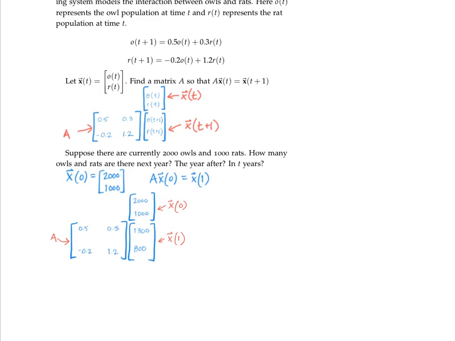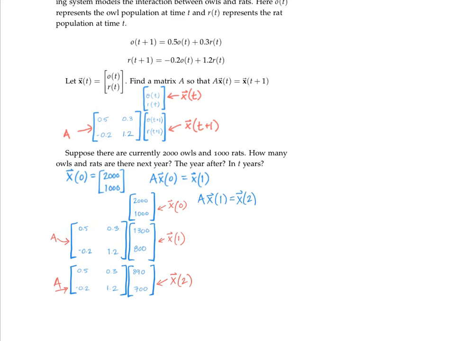So let's do that. I'm going to stack these matrices so that we don't have to take up quite so much space. So we see after viewing this process that after 2 years, we should have 890 owls and 700 rats. And then the question is, in t years, well, can I write down a general formula for t?